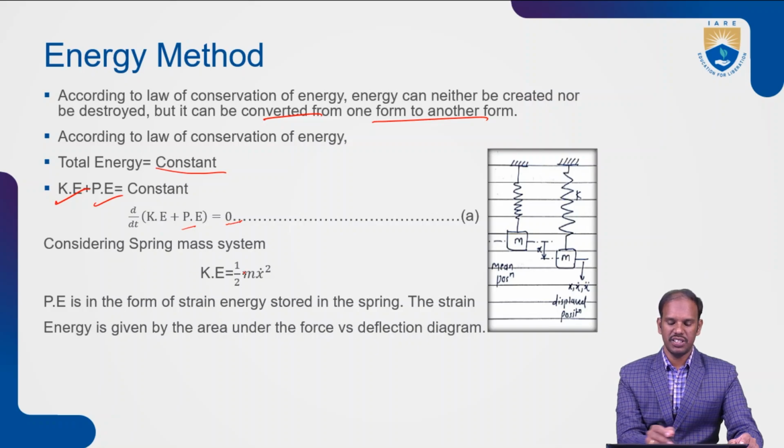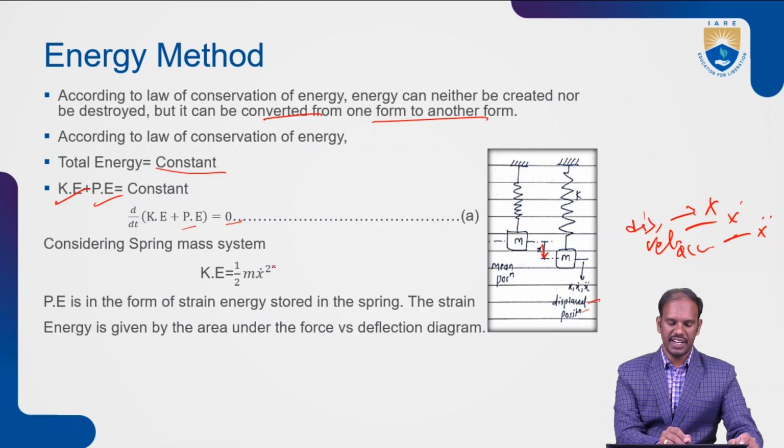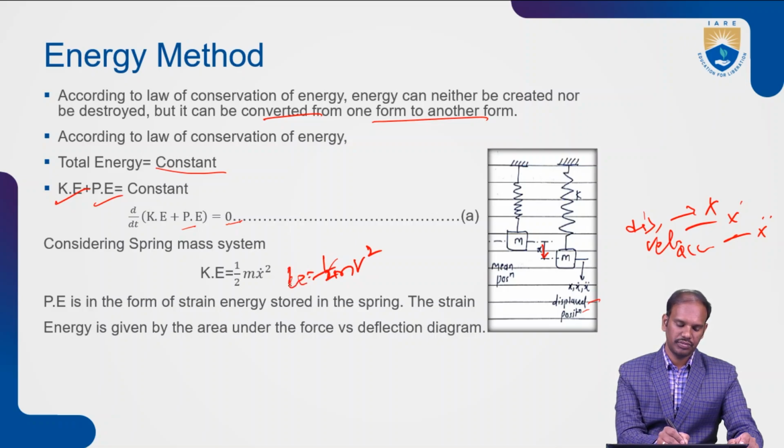So, spring mass system consideration: if there is a spring mass suspended at a height h, and we have this distance x as a force we have considered, then there is distance, velocity and acceleration: x, x dot and x double dot. Kinetic energy will be half m v square.